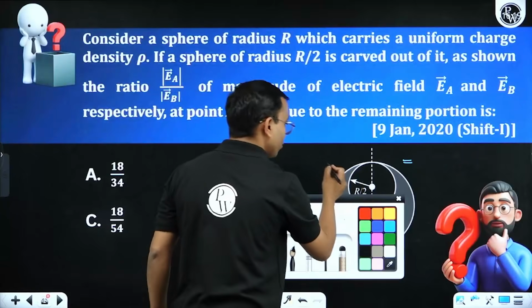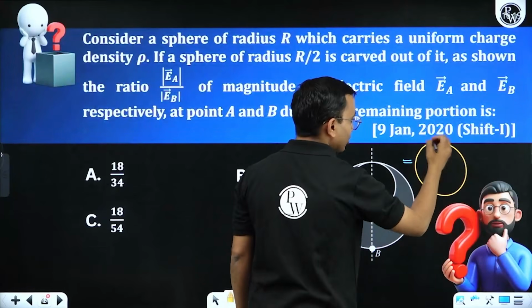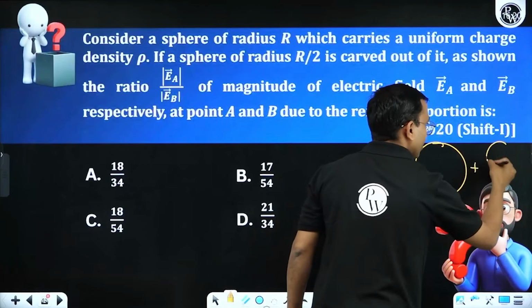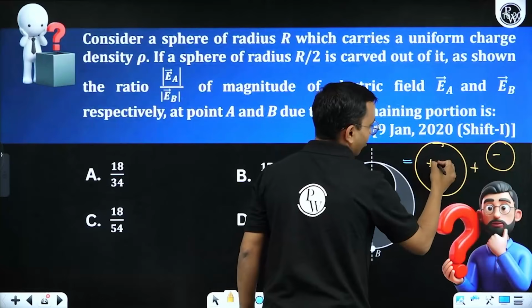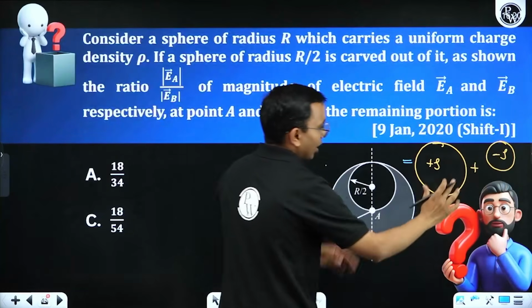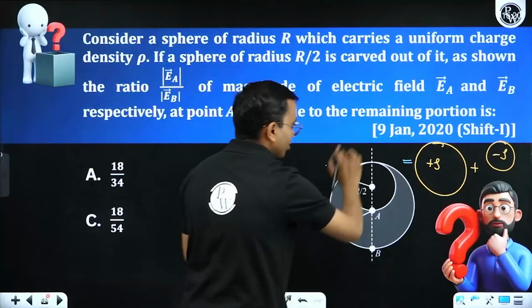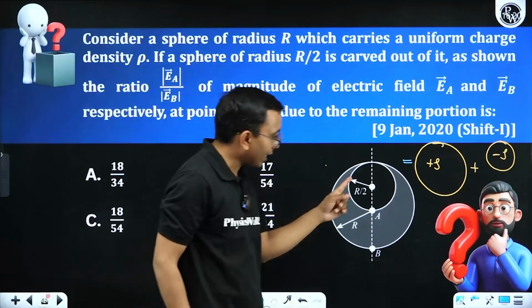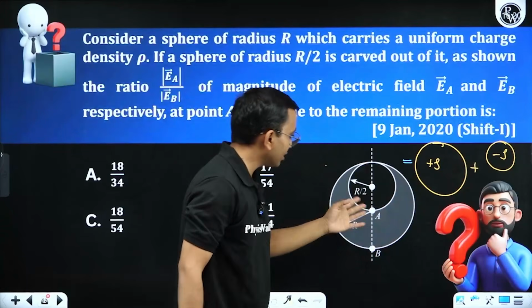Now I can consider this as the resultant of two spheres: one, this complete bigger one that is positively charged, plus this one which is negatively charged. Let us take this as having plus rho, and this as minus rho. If you sum up the two, it will become like this, with this portion removed. So I will use superposition. At any point, if I have to write the electric field, I will write due to this plus and due to this minus, and take the resultant.